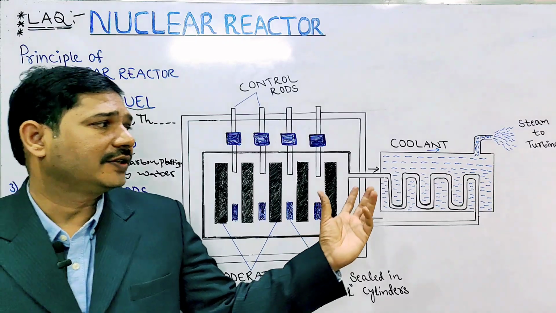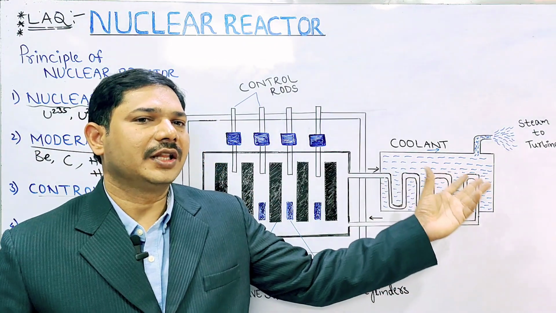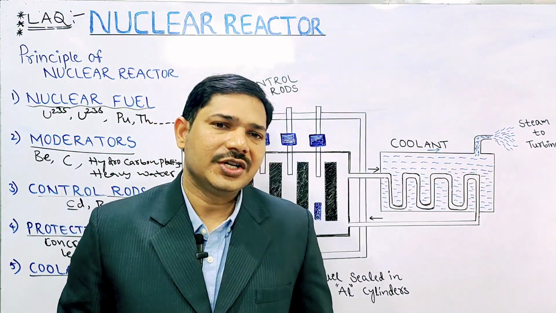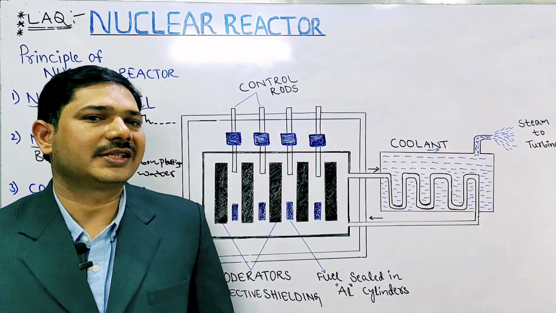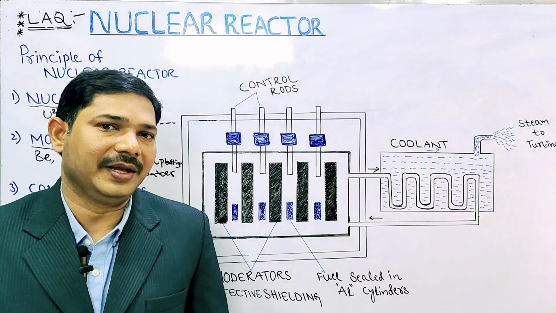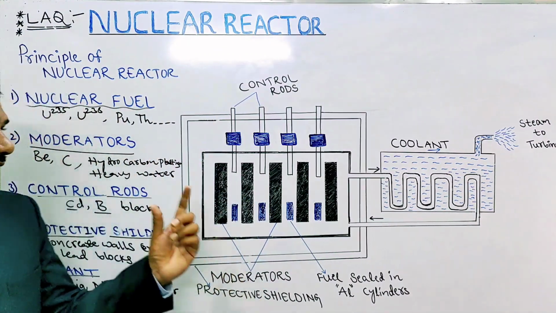While this large amount of heat passes through the pipes, the surrounding liquid becomes hot and the steam is used to run the steam turbines. The steam turbines are connected to electric generators. Thus electric power will be released in the nuclear reactor. So these are the 5 essential parts.